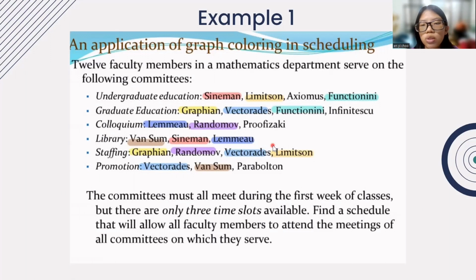Here, I need to know how to manage the 3 time slot meetings so that the same committee members can join the meetings of different sections, because they are not only committee members of one of the sections. This is why I've highlighted the same committee members in different sections with the same color. For example, Cinnamon is red, Limison is orange, and so on.